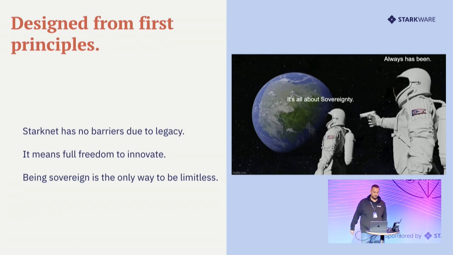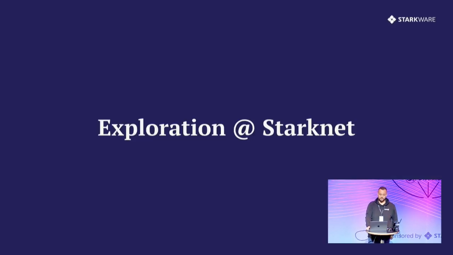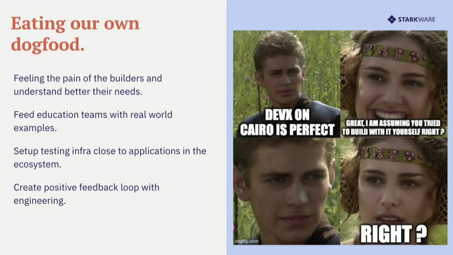We want to design it from first principles and not be limited by any existing way of thinking or legacy technology. So how we try to reflect this mindset with the exploration team. I will talk about the goals of the exploration team. One of the first goals is to eat our own dog food. So the goal is really to build with Cairo and the Starknet stack to really understand better the pains of the builders that are building on Starknet. So we can then provide, for example, the education teams with real-world examples.